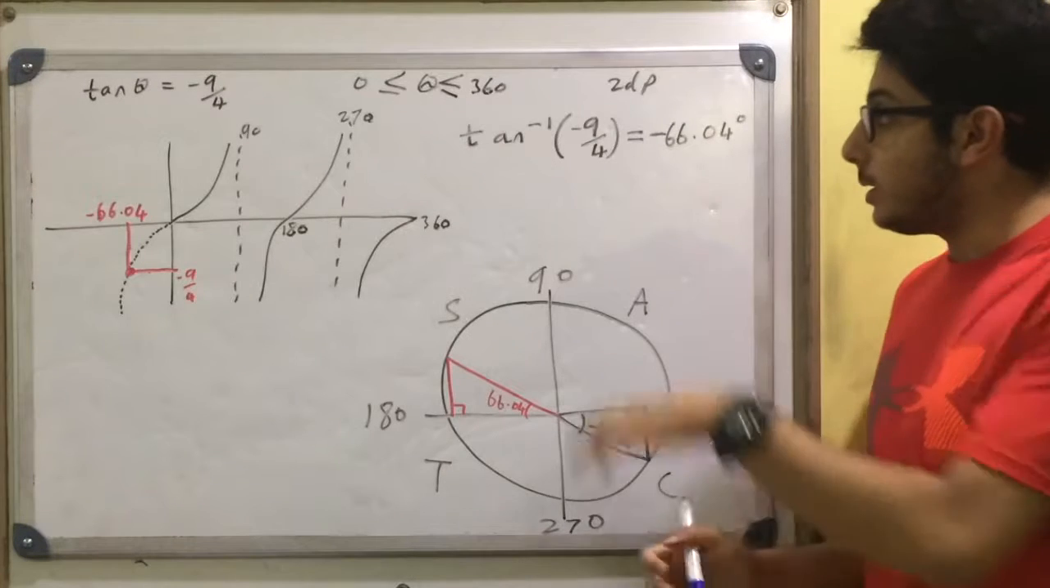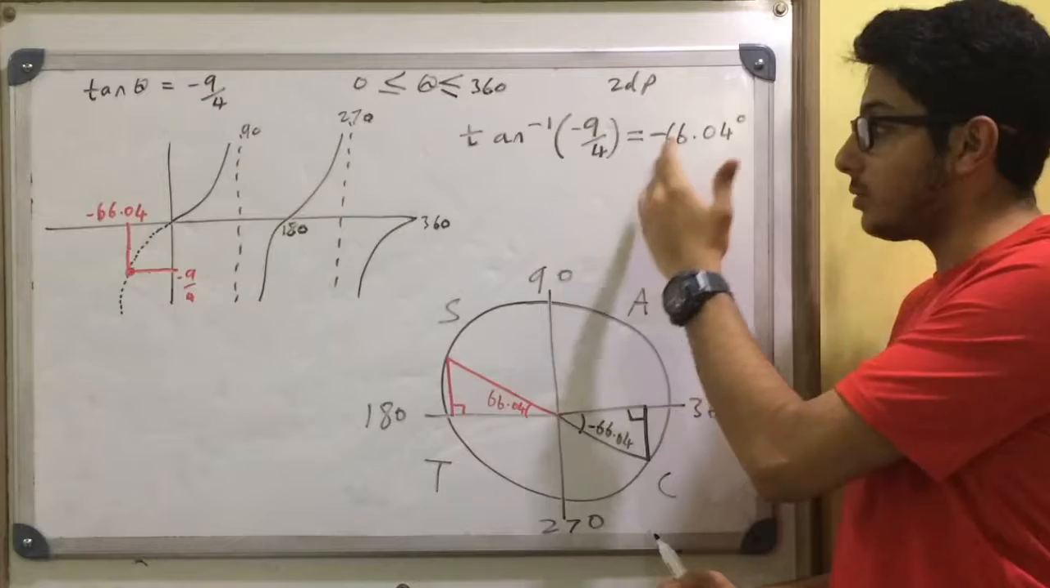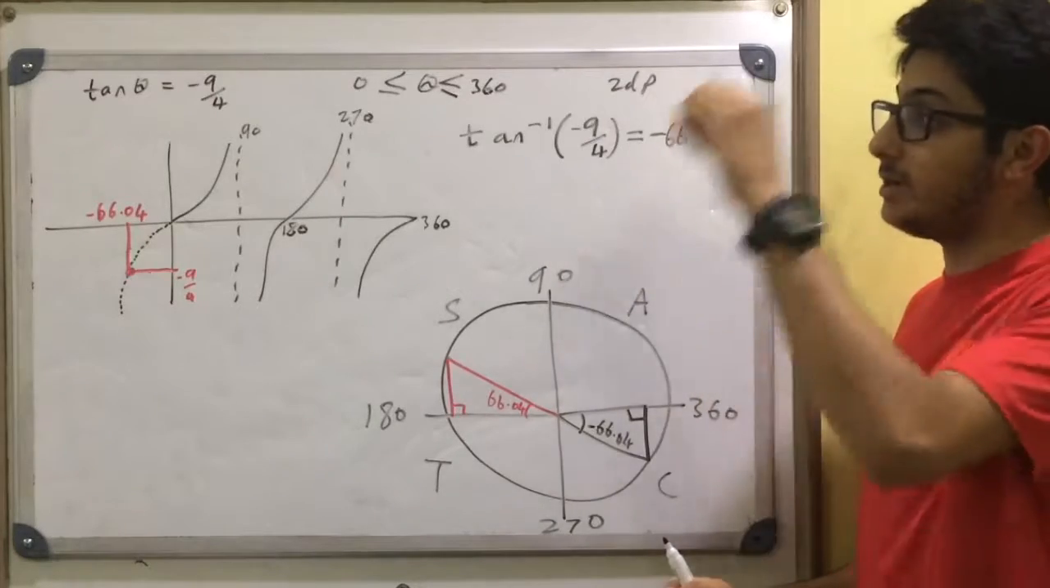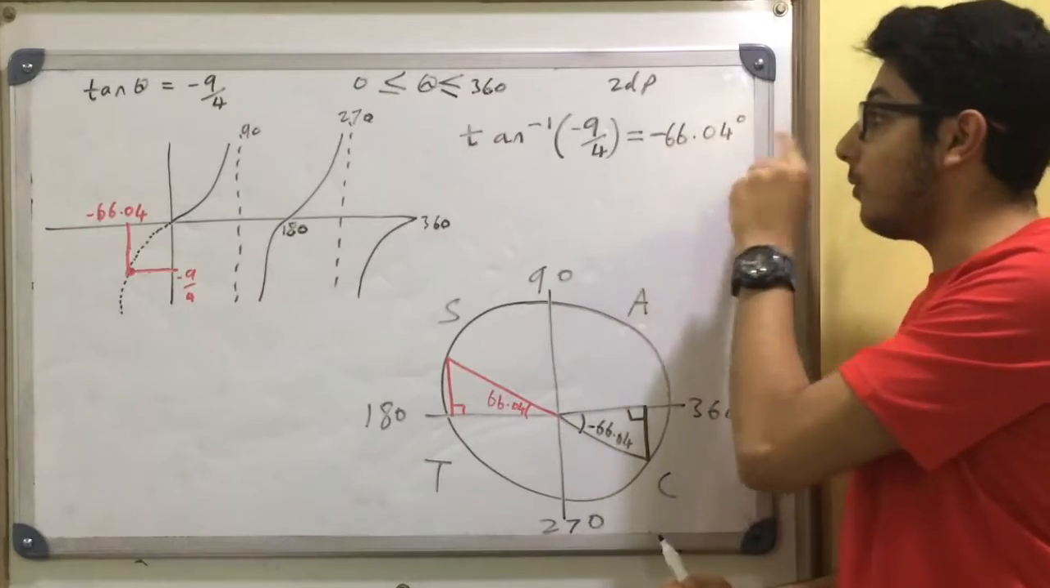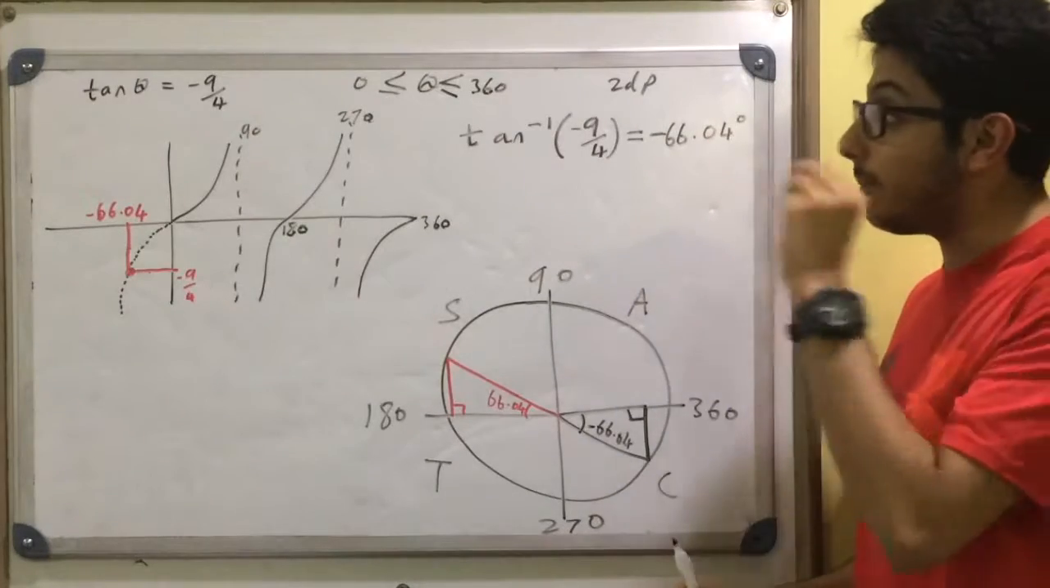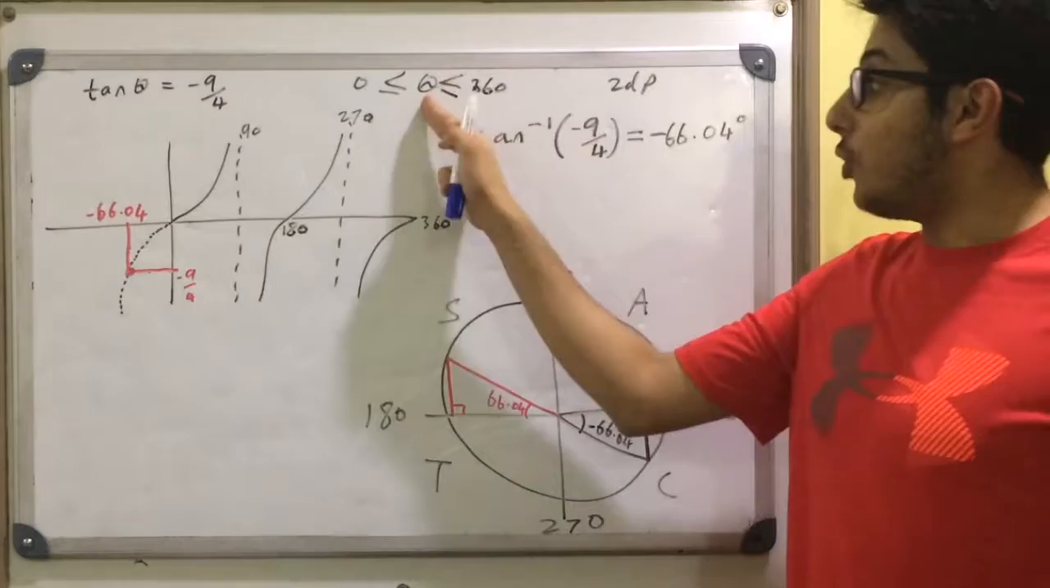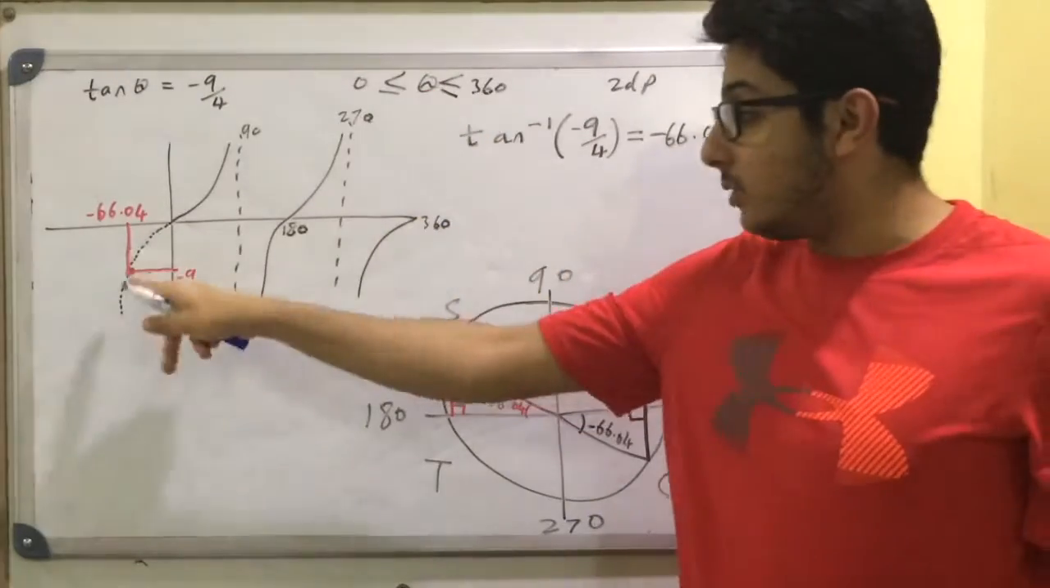Okay, so inverse tan of negative 9 quarters, remember to change your calculator settings back to degrees mode because it's in degrees, gives you negative 66.04 to 2 decimal places. Now the main thing about that is it's not in your range. Your calculator gave you this point.